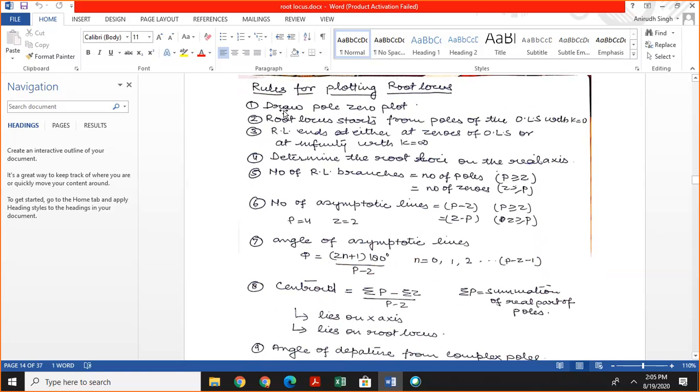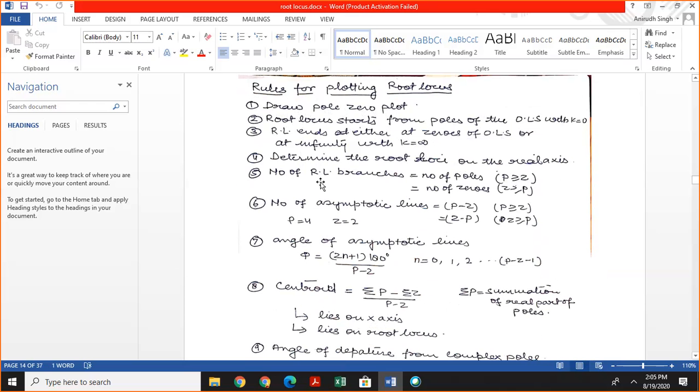First rule is to draw the pole-zero plot. Second, root locus starts from the poles of the open loop system with k equal to 0, and root locus ends either at zeros of the open loop system or at infinity with k equal to infinity. Then determine the root loci on the real axis.